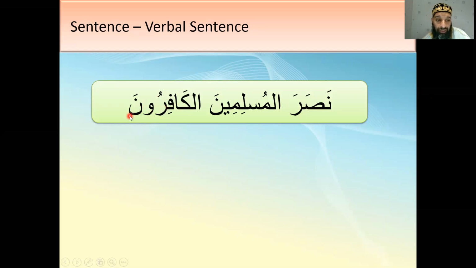So kafiruna did the helping. And who did the help? The muslimina, because that's not marfu. So that's going to be mansub.